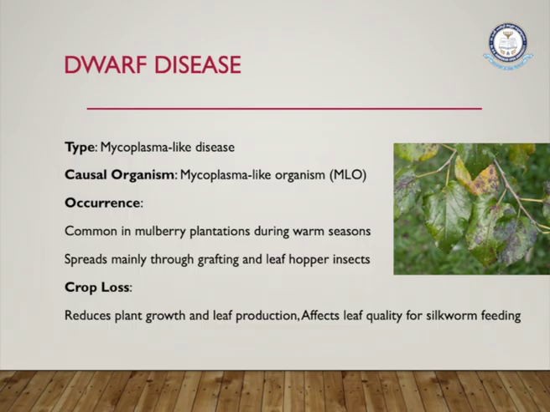What is the occurrence? It is common in mulberry plantations during the warm season and spreads mainly through grafting and leafhopper insects. Here also it is caused by grafting. I have already said grafting means using two different plant stems or tissue which is actively multiplying, and you just graft it, but you have to see whether the knife you are using for grafting is clean or not, and handle it properly. You should use clean hands.